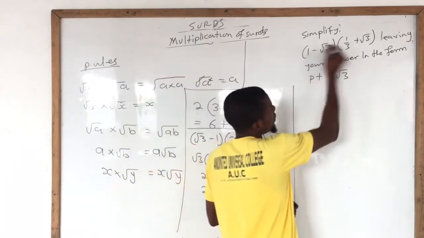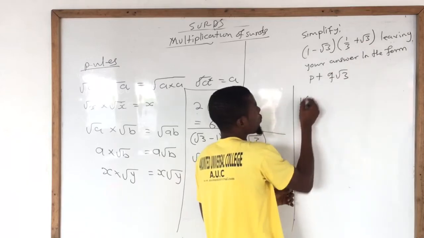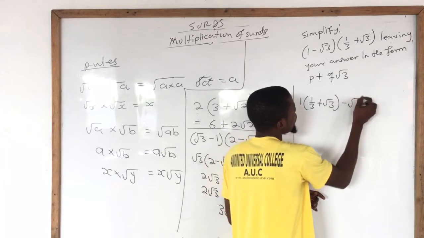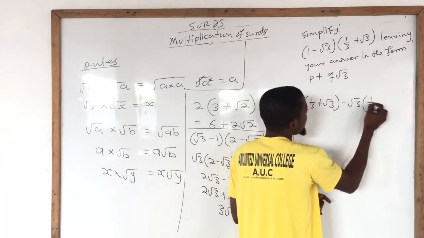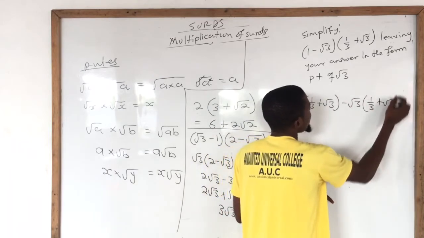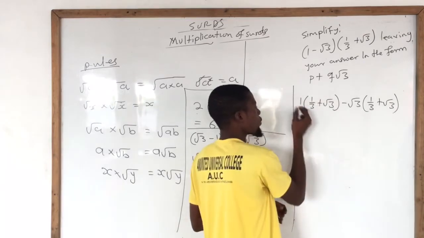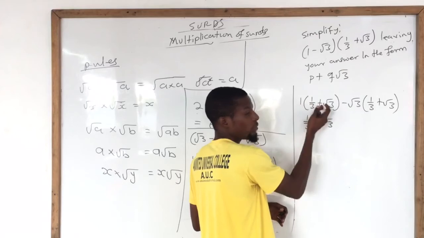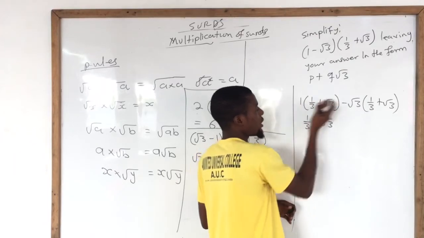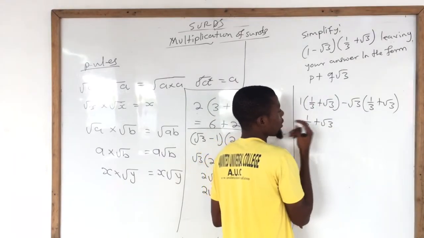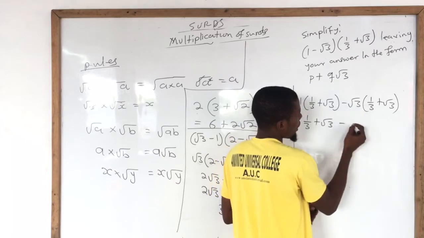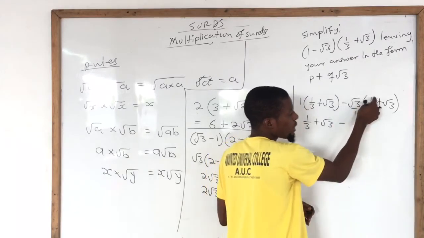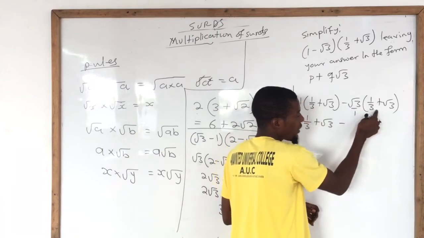Of course, expanding this one, this is the same as 1 multiplying 1 over 3 plus root 3, then minus root 3 multiplying the same second bracket times root 3. Expanding this one times any number of variables gives me the same thing. So 1 times this will give me 1 over 3, and then this gives me root 3. Minus, remember this is over 1. Always numerator multiplies numerator, denominator multiplies denominator, right?